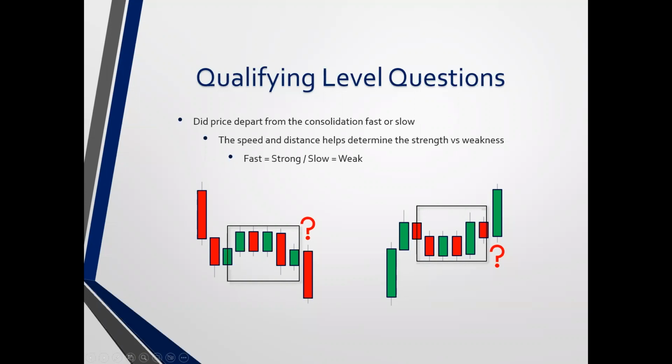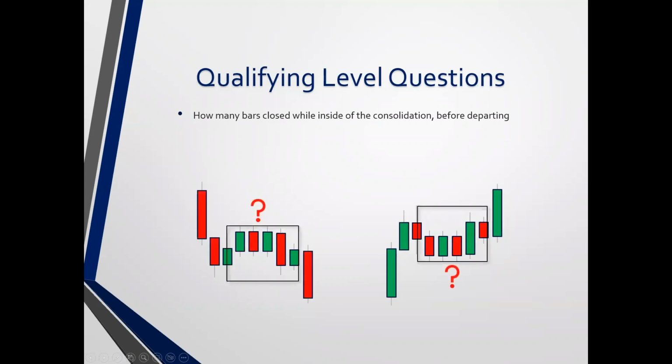Fast is strong, slow is weak. The next question we're going to ask ourselves is how many bars closed while inside of the consolidation before departing. Remember, that's where we talked about the orders accumulating inside of that rectangle. Well, that's what we're referring to here. So if we put that on the chart, simply asking how many bars did it take? So let's say that a different way. How much time did it take, right? Ultimately, that's what we're asking.